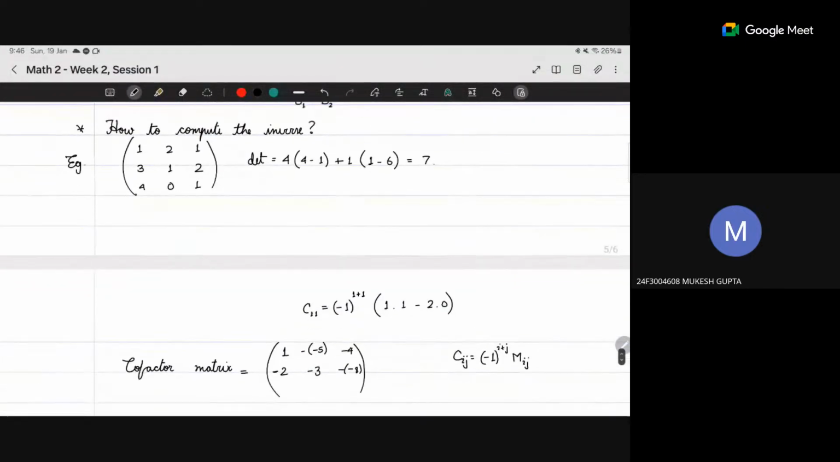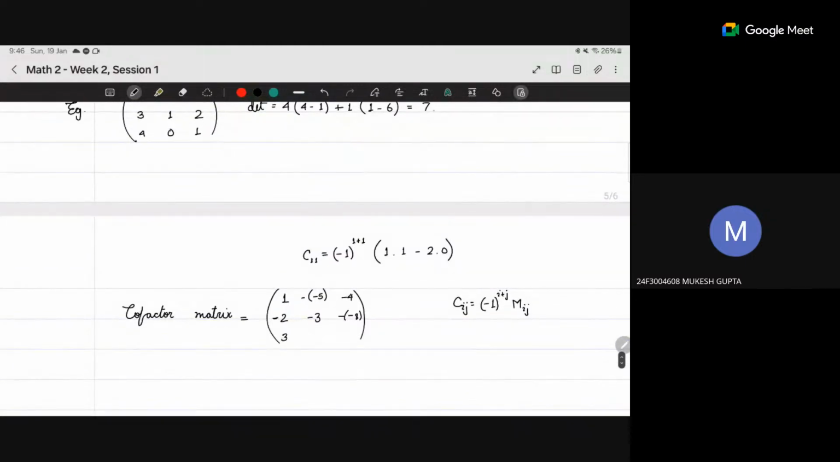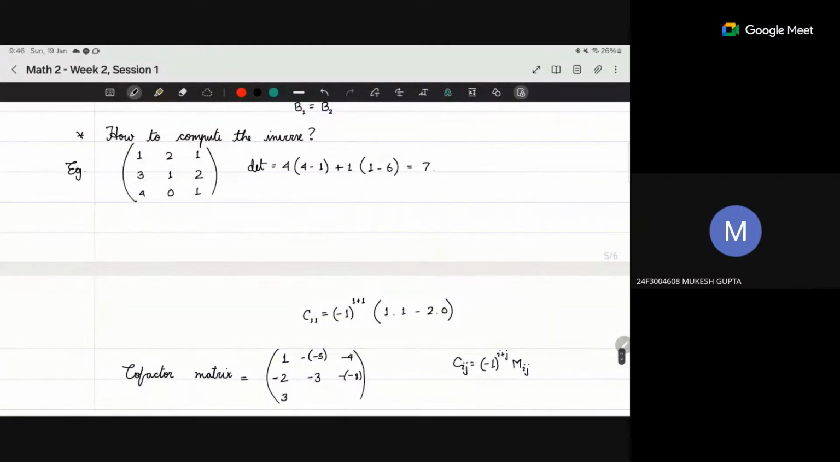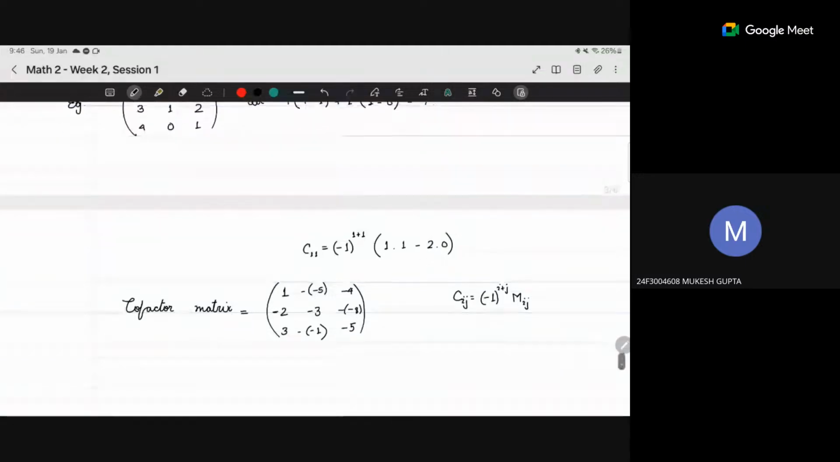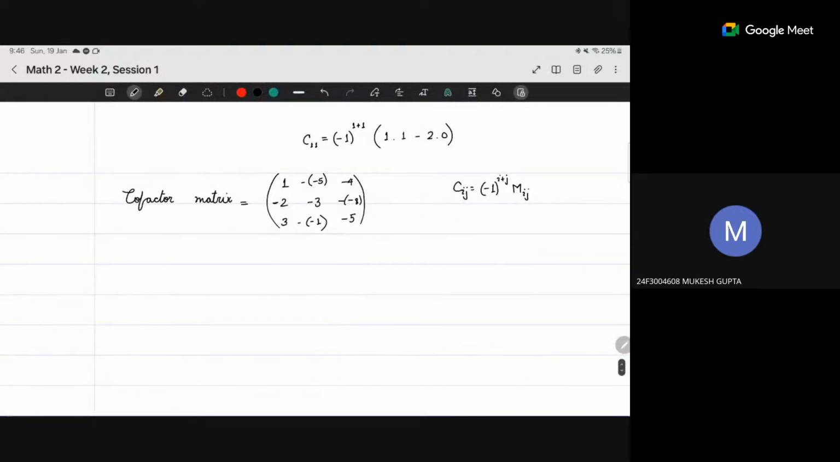Next one is a plus again, which is 4 minus 1, 3. Next one is a minus again, which is 2 minus 3, which is minus 1. So let me write as minus of minus 1. And the last entry is 1 minus 6, which is minus 5. So the cofactor matrix is nothing but the matrix of cofactors, which are sign times minors. Is that clear? Is it clear how this matrix was obtained? Yes, sir.